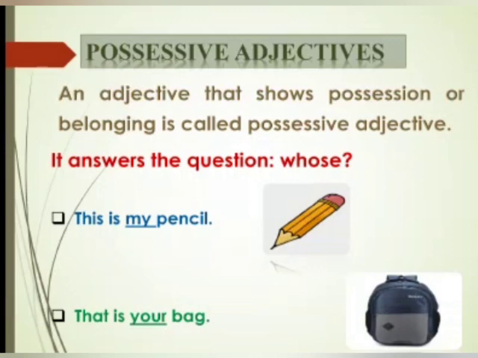That is your bag. Whose bag? Your bag. The word your is an example of possessive adjective. Possessive adjectives are my, his, her, our, their, your, its. My bag, your duty, her mother. Possessive adjectives are always followed by a noun. So all these are examples of adjectives or different kinds of adjectives.